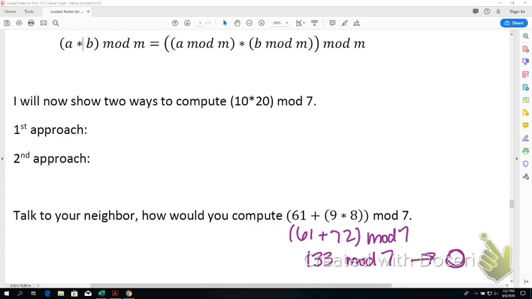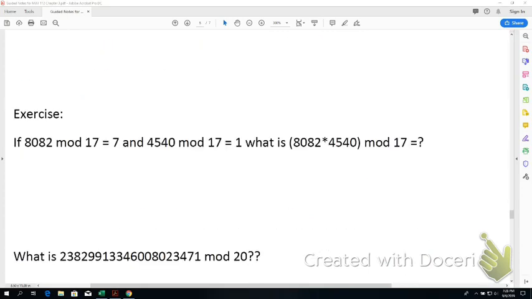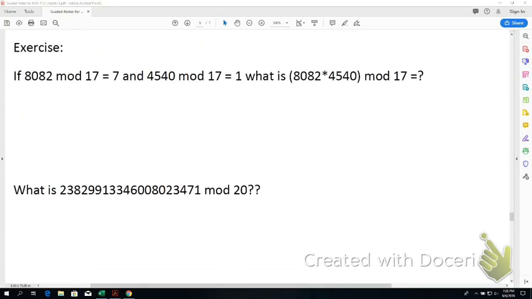So let's continue on to the next part. Suppose if we have 8,082 mod 17 is 7, and 4,540 mod 17 is 1, what would be the product of the two mod 17? Then you might wonder, well, let me just key in this product on my calculator. 8,082 times 4,540, I get a really large value. And how would I do mod 17? I could do long division, but that's a lot of work. And with larger numbers, you might make a mistake.